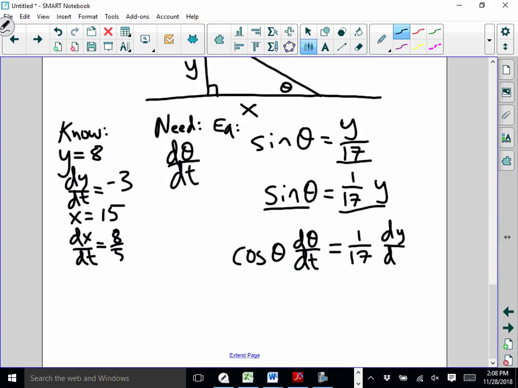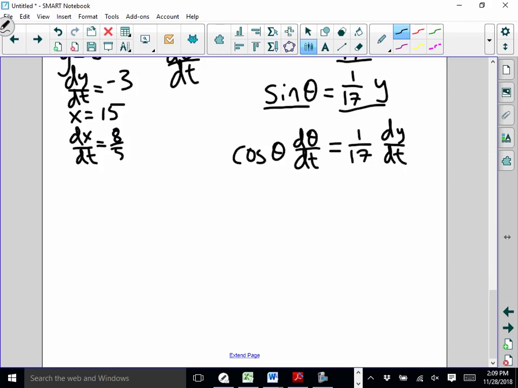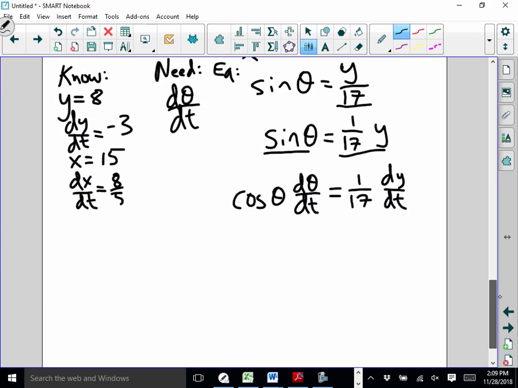Now, after I do the derivative, I want to plug in. I'm going to plug in from right to left here, just because I'm curious about that cosine theta. Okay. So, dy dt, what's going in for that? That's -3. 1/17 is just a constant. I'm going to rewrite it. D theta dt is unknown, and that's okay because it's in my need column. Cosine theta. Oh, what is that? Right? Now remember, we can plug in the values we need here.